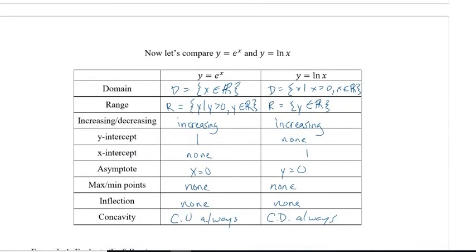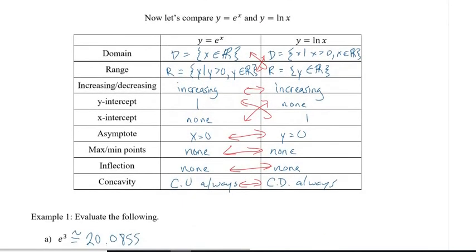On the next page, usually when I teach this in class, I go through this in a bit more detail and we talk about it. But hopefully you'll notice a few similarities. You'll notice that the domain and the range, we just swap them for each other. We notice that they're both increasing, and that the intercepts are alternating. They both have the same asymptote, they have no maximum endpoints, they have no inflection changes, and one is concave up and one is concave down. The big thing to take away from this is that these two functions are inverses.